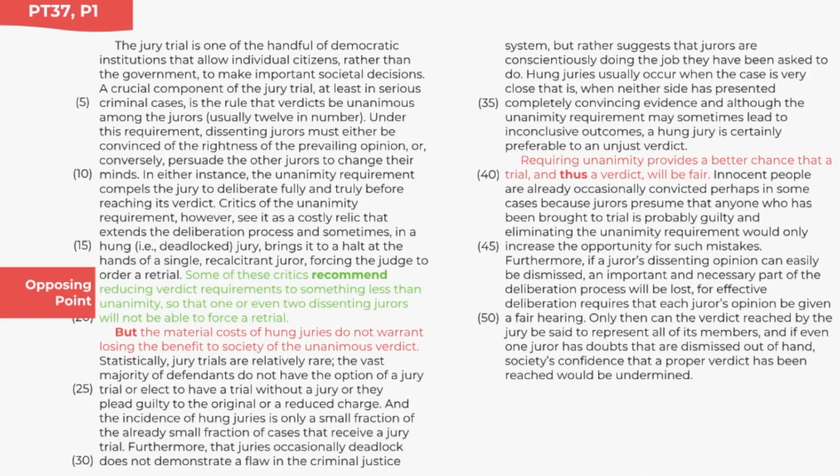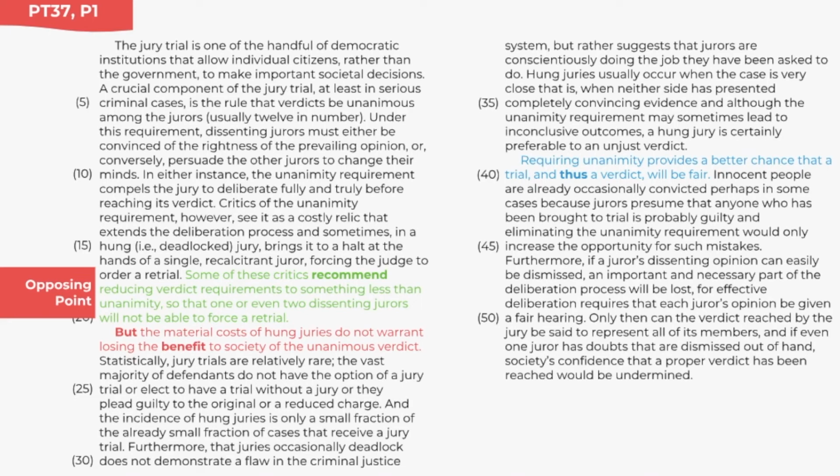Now, to figure out which one is the author's main point, we want to look to see whether one of them can fit within the other. So notice that the beginning of the third paragraph talks about the benefit of maintaining the unanimous verdict requirement, and that it's much more likely that the trial will be fair. And in the beginning of the second paragraph, it talks about that benefit.